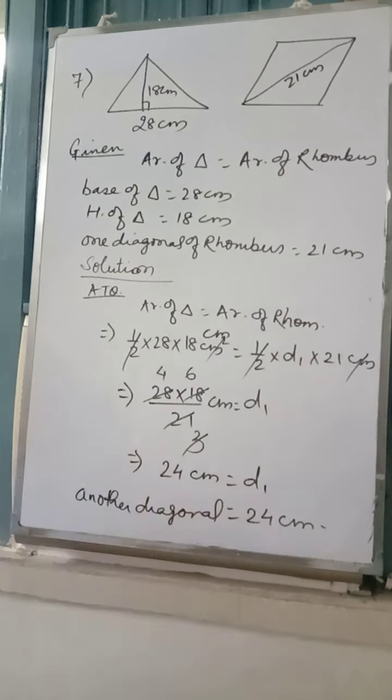Just directly we can write both the areas are equal, so we can find the diagonal immediately. Please write it.